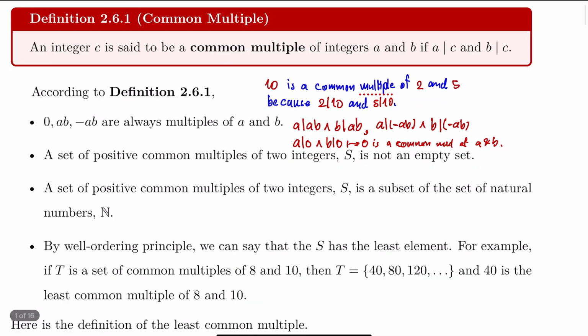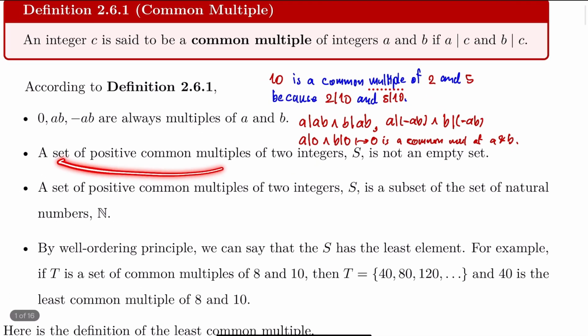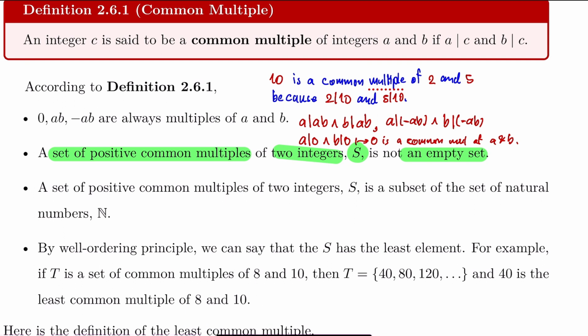Okay, and take a look at this. The set of positive common multiples of two integers, let's say S, is not an empty set. Why? Because we have 0, the product of the two numbers, and the negative of the product of the two numbers. These are three common multiples of any two integers.